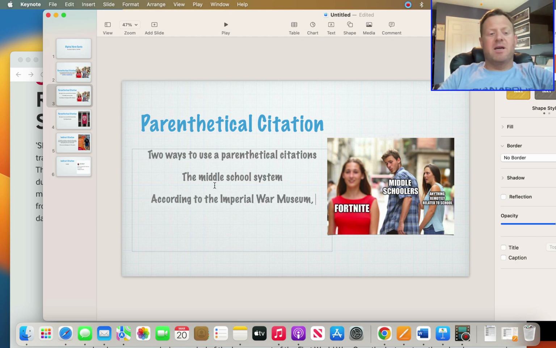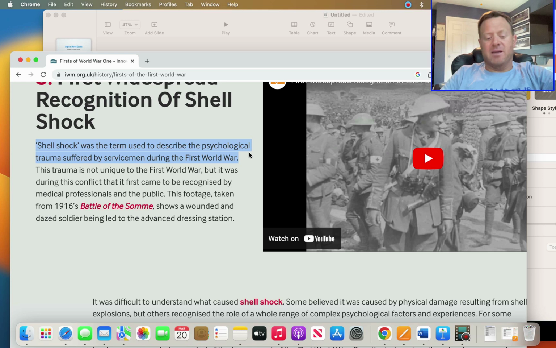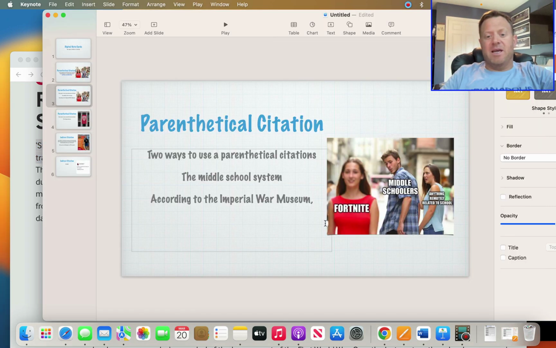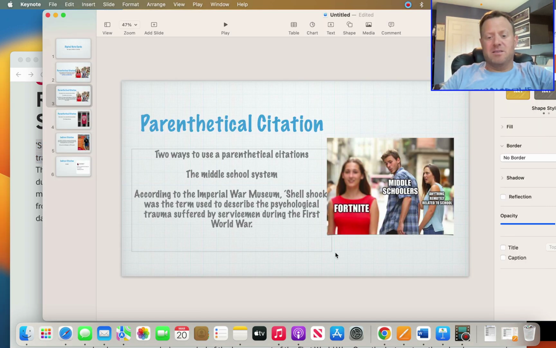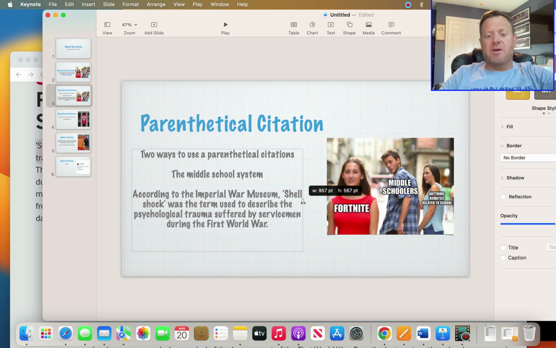Museum. And then basically what you do is you just use the words that the author used. And again, it's a copy and paste, and it's okay because you've given credit to the Imperial War Museum. That is what a parenthetical citation is.